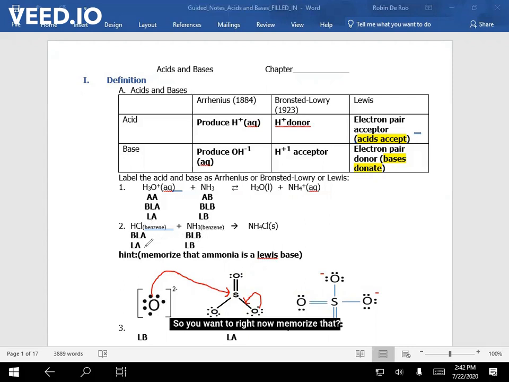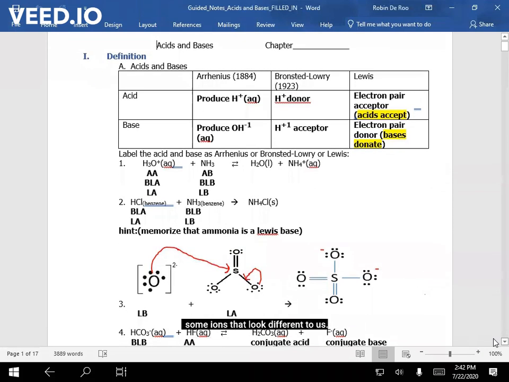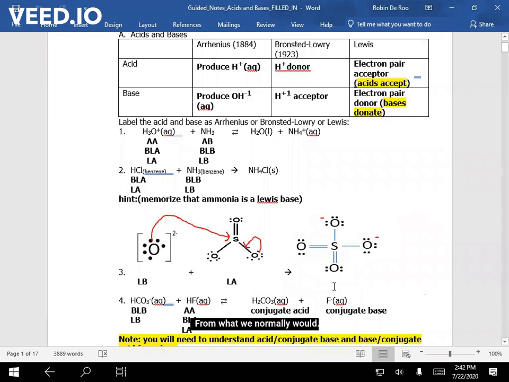So you want to right now memorize that ammonia is a Lewis base. So that should be your go-to to remember a Lewis base, ammonia. So now we have a problem that is giving us some molecules, some ions that look different to us from what we normally would use as acids and bases, and we're asked to label them.